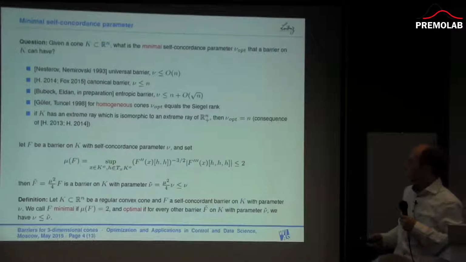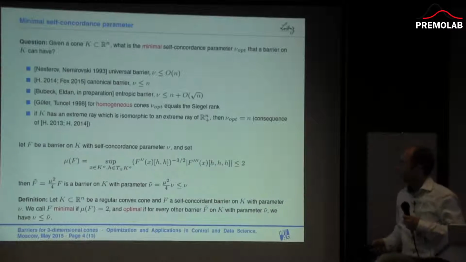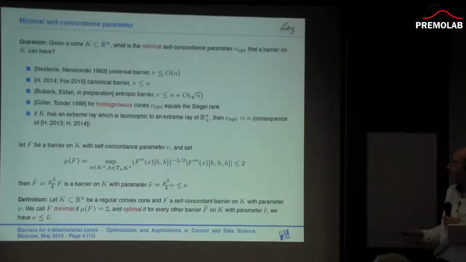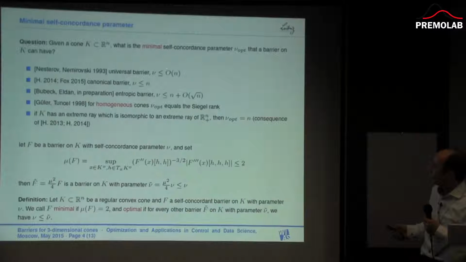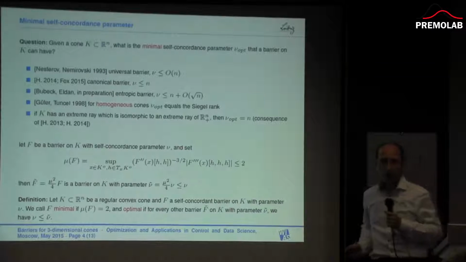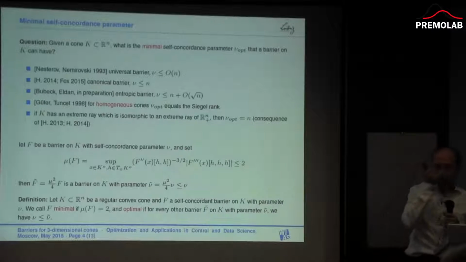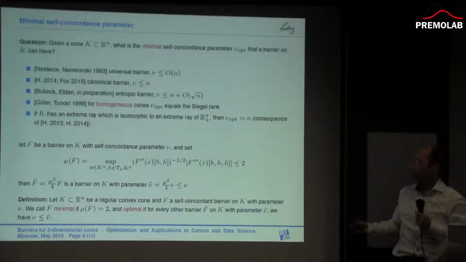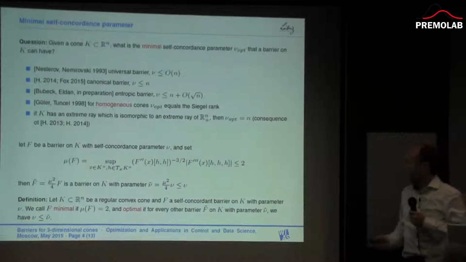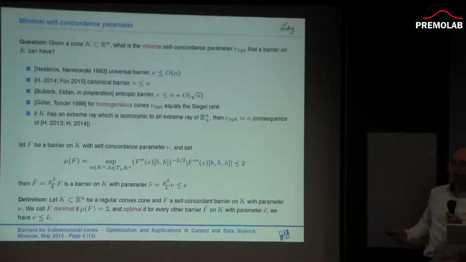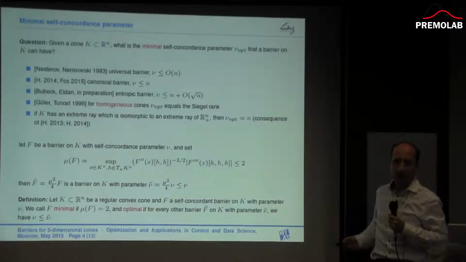Okay, so then there has been another barrier, the so-called canonical barrier, which gets rid actually of this constant here. So the canonical barrier has a concordance parameter which is bounded by the dimension of the cone. And a funny thing about this is that it was found essentially simultaneously by an optimizator and a geometer.